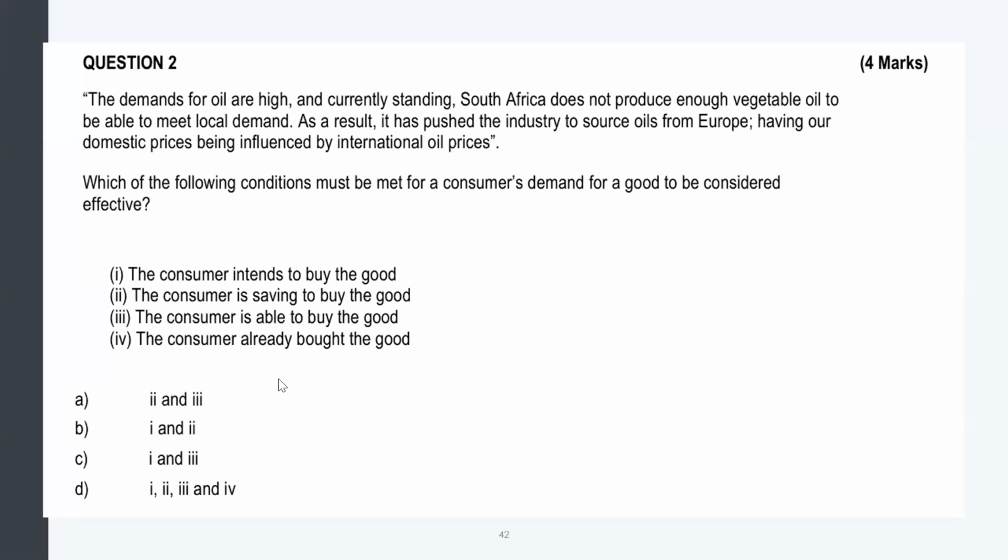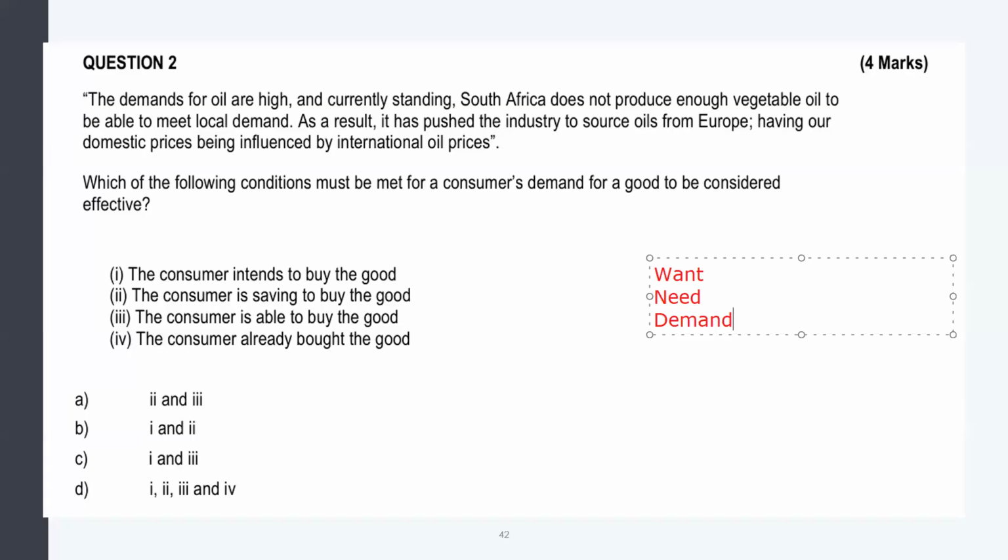This one was unit number 1 last week. We did this one last week. The demand for oil is high, and currently South Africa does not produce enough vegetable oil to be able to meet local demand. As a result, it has pushed the industry to source oils from Europe. Which of the following conditions must be met for consumer demand for a good to be considered? If you remember last week, I explained the difference between want, need, and demand.